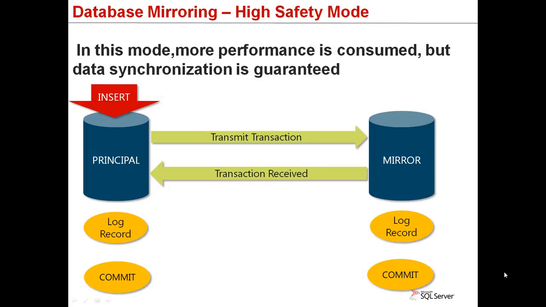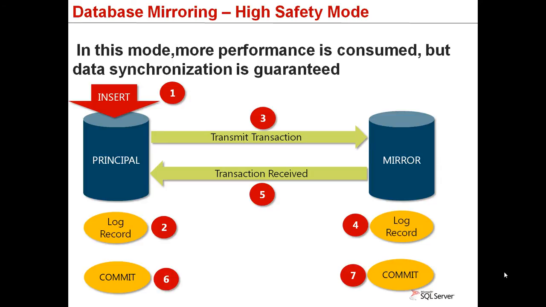Let's check now the events, but for the high safety mode that prioritizes data synchronization, but requires more performance to take place. So here is our first transaction again. The log record is generated. Now the transaction data is transmitted before the commit in the primary server. The log record arrives in the mirror. The acknowledge is sent back to the primary, and only after that the same transaction is committed almost at the same time in both servers.